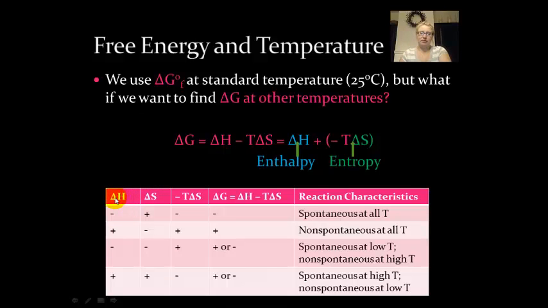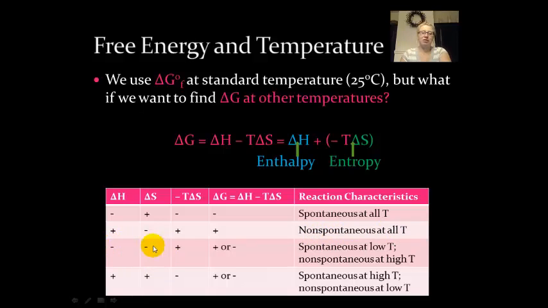So if the reaction is exothermic and becomes more random, both of these are favorable, and so our delta G will be negative and the reaction will be spontaneous. If we have an endothermic reaction and we become less random, both of these are unfavorable and our delta G will be positive, meaning that it will be non-spontaneous at all temperatures.